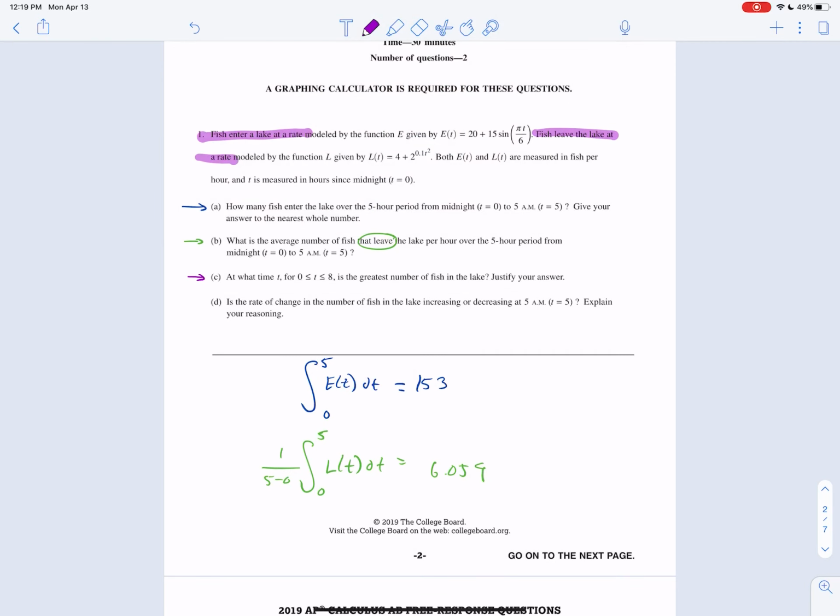Here's part C. From 0 to 8, what is the greatest number of fish? So we're looking at a maximum, specifically an absolute maximum because there is a closed interval there. So we're going to check 0 and 8. I should make that t. And we're looking for the greatest number of fish. For the greatest number of fish, you would just have to look at the integral of E minus L from 0 to some number.